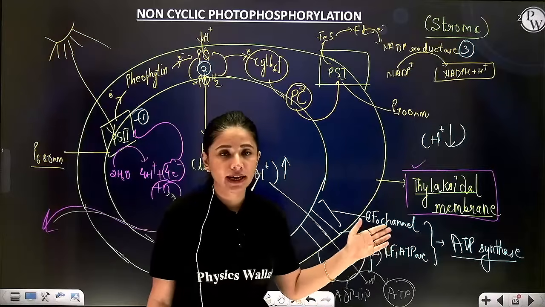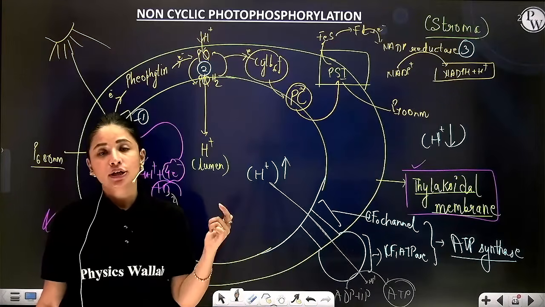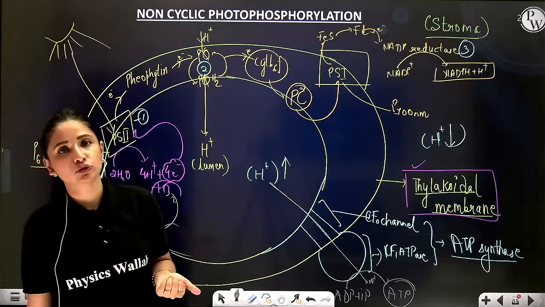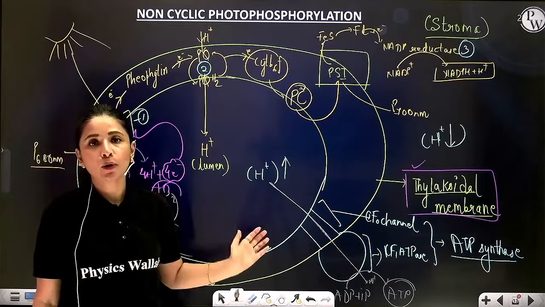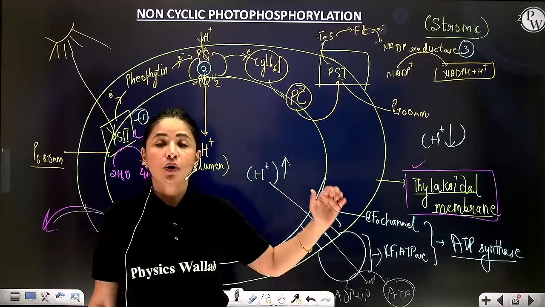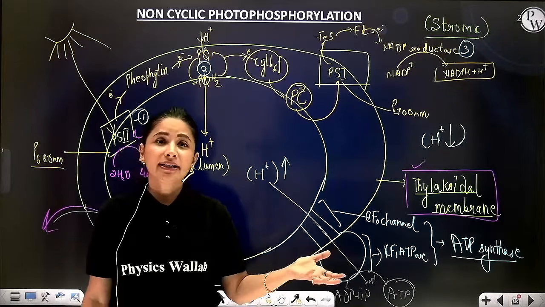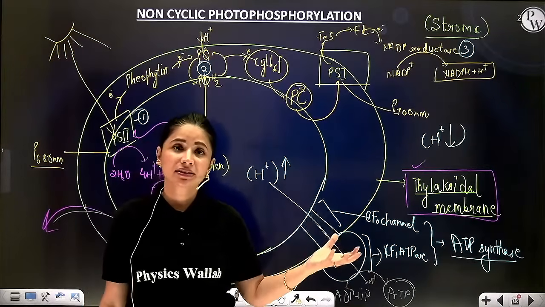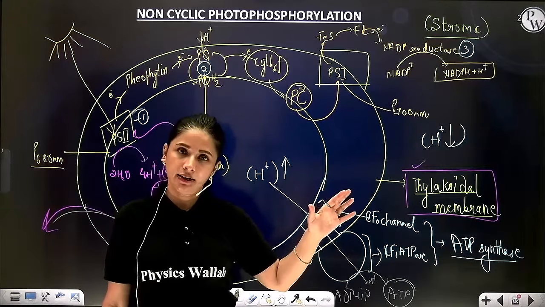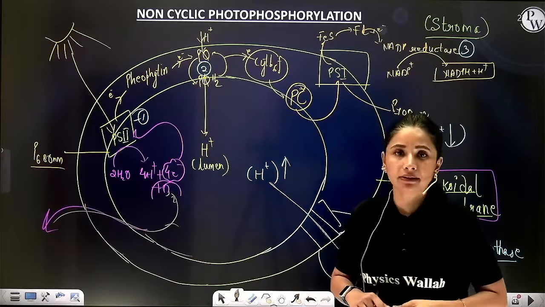Non-cyclic photophosphorylation is also known as Z scheme because of the peculiar shape that it obtains during the flow of electron between the two photosystems. I hope whole non-cyclic photophosphorylation is clear. All the things like why it is known as non-cyclic, how ATP synthesis, how NADPH synthesis, what are the locations of photosystems, all questions are clear. Right? Okay.